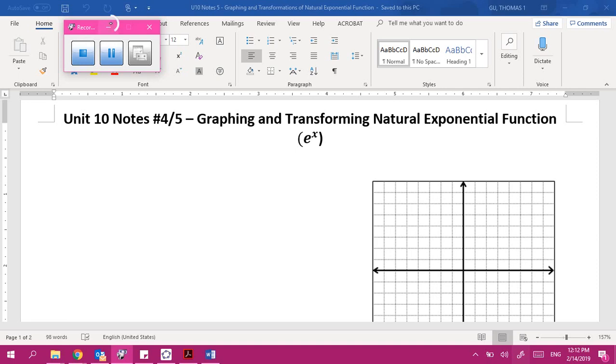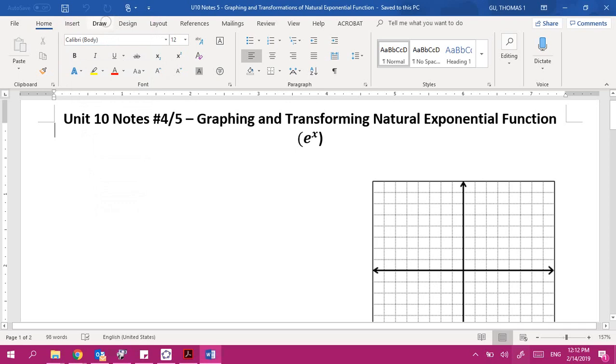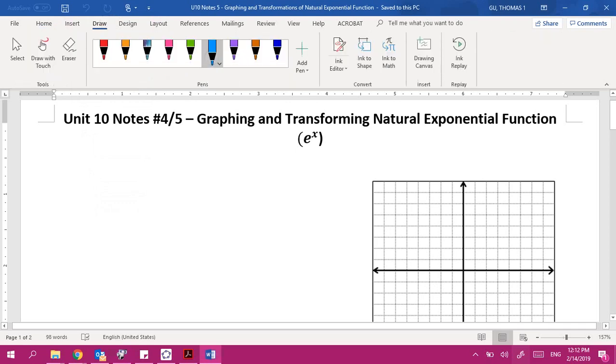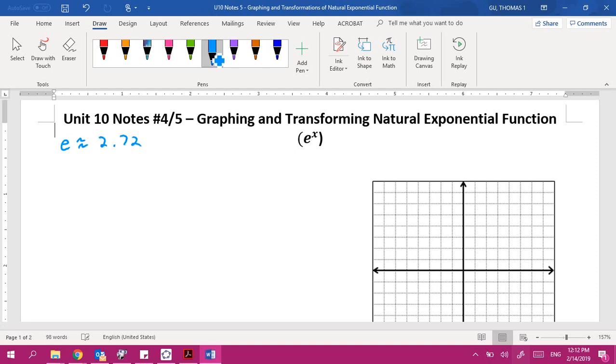the natural base, right? So, before we start though, quick refresh. What is e rounded to two decimals? Like, if you gave me two decimal spots, what would e be? 2.72, very good. So, basically then, we're just doing an exponential function where the base is 2.72. That's pretty much what we're doing. All right, so let's graph.